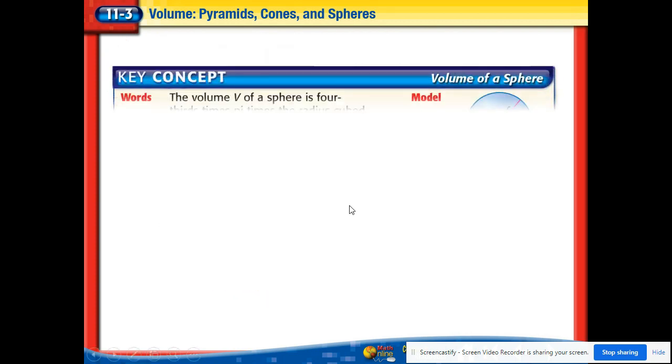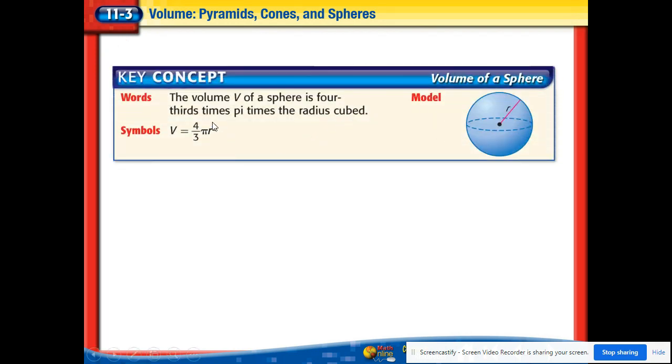All right, let's take a look at the sphere. Notice the little difference with the sphere. It's r cubed now. It's not r squared. So there's a little bit of difference there. You may want to make sure you note that in your notes here. This one has an r cubed. All the other ones have been r squared. Also, notice the front number. It's 4/3. It's not 1/3. It's 4/3.